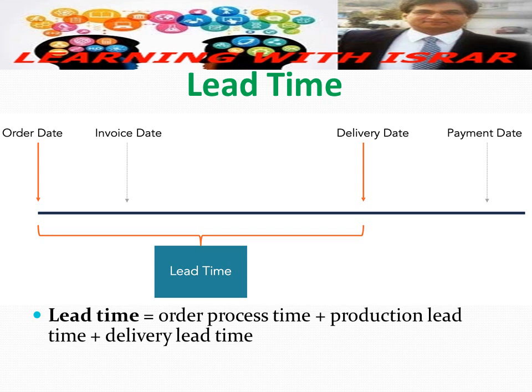To calculate the lead time, take the sum of the time it takes a supplier to deliver once an order is placed, plus the time that transpires between the need to order again and the reordering delays. So how do we calculate it? Lead time is equal to the order process time plus production lead time plus delivery lead time. So it helps us to reorder that particular item after calculating this lead time.